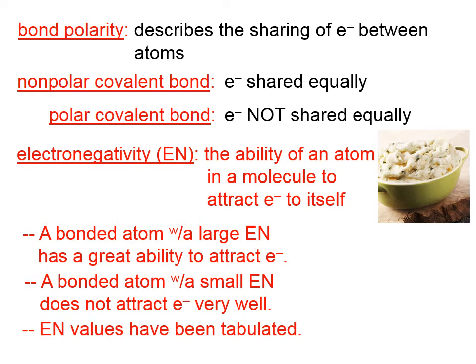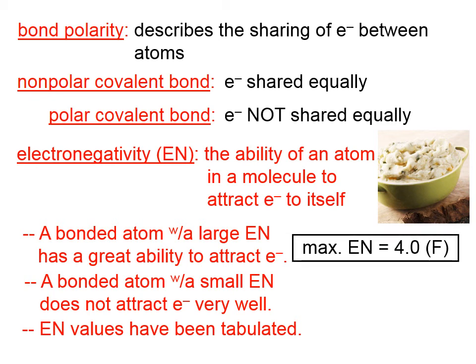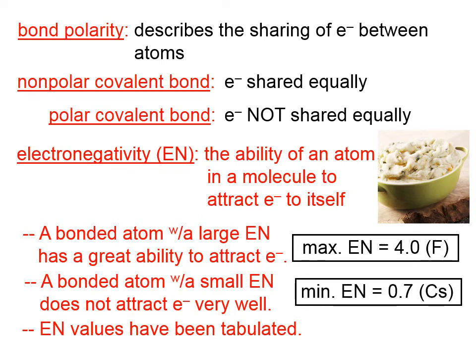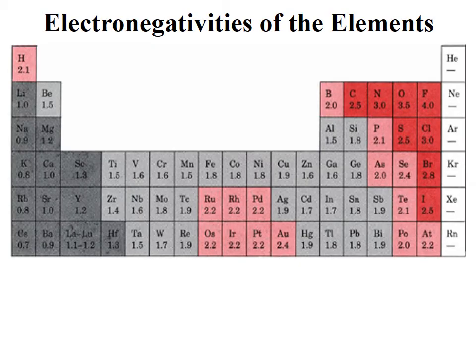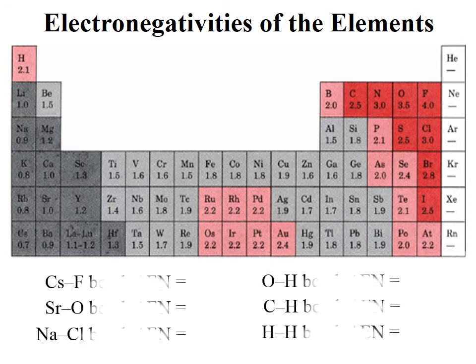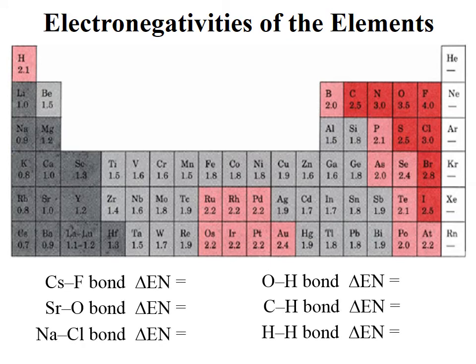Of course, the electronegativity values have been tabulated. You should know that the maximum one is fluorine, and it has the value of 4.0. The minimum electronegativity is cesium, with a value of 0.7. Here are the electronegativities of the various elements, and if we look at the electronegativity difference between two elements, cesium and fluorine, cesium is right down here in the lower left, 0.7, fluorine up here in the upper right has an electronegativity of 4, so the difference is 3.3.